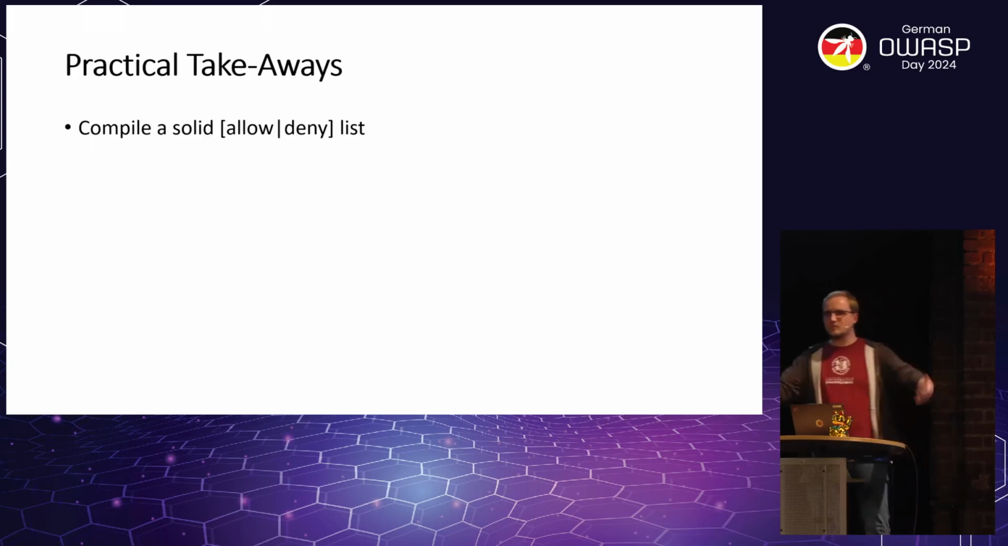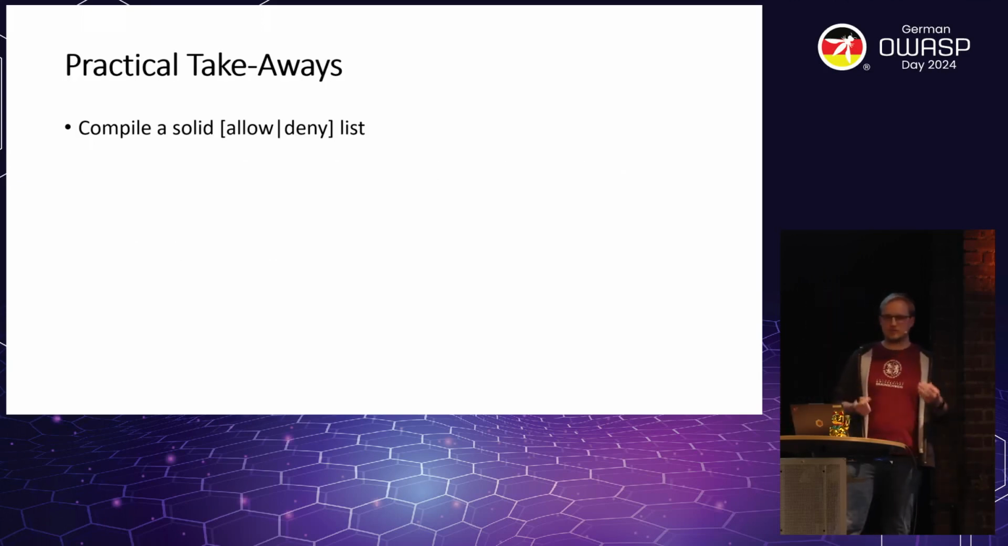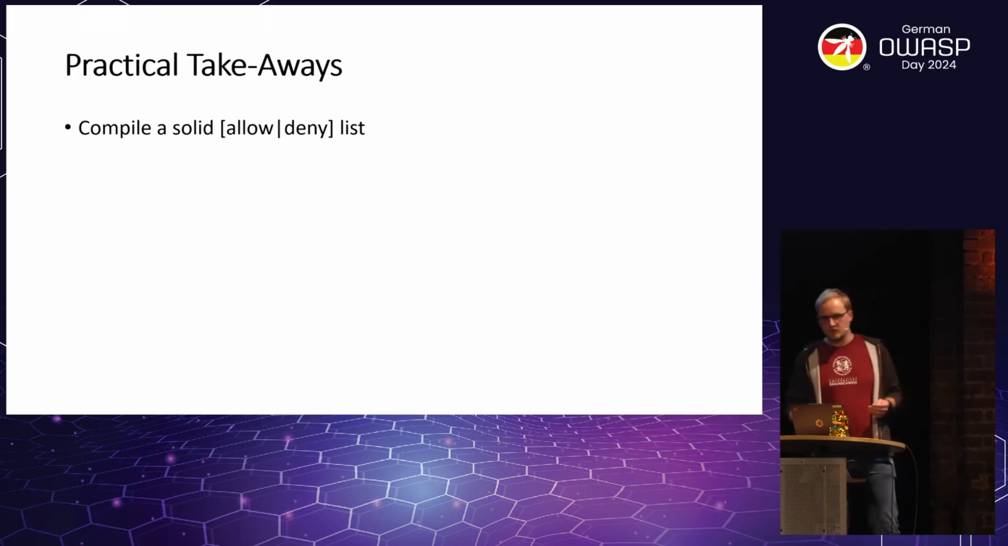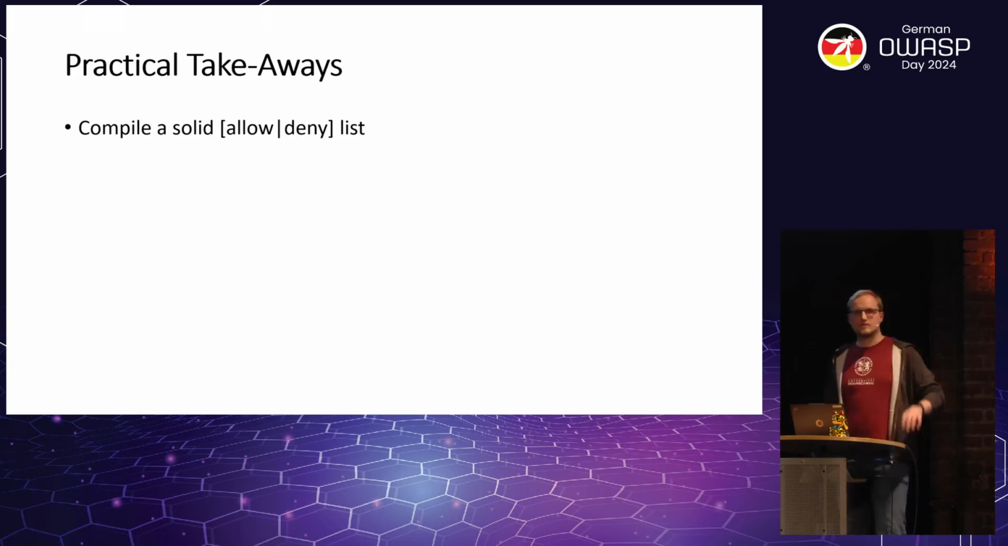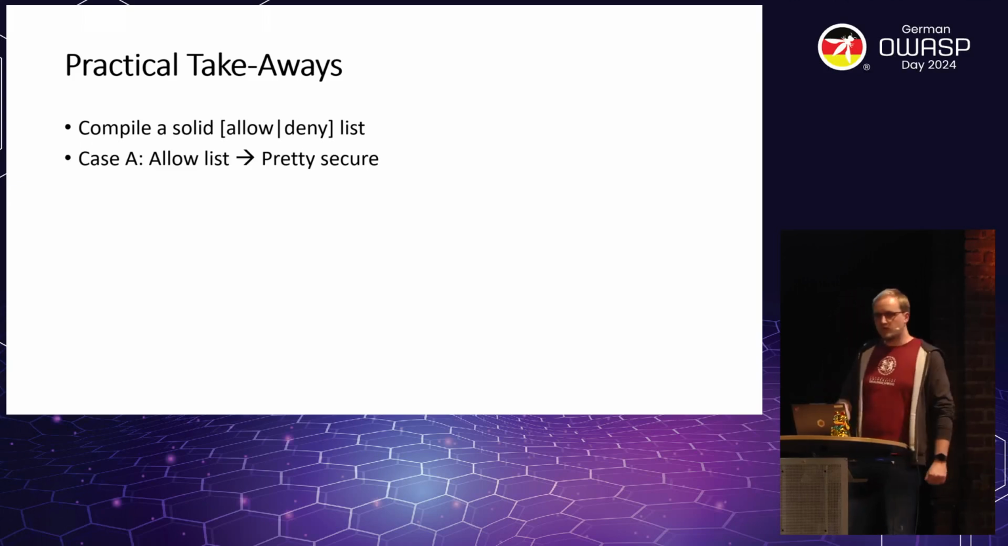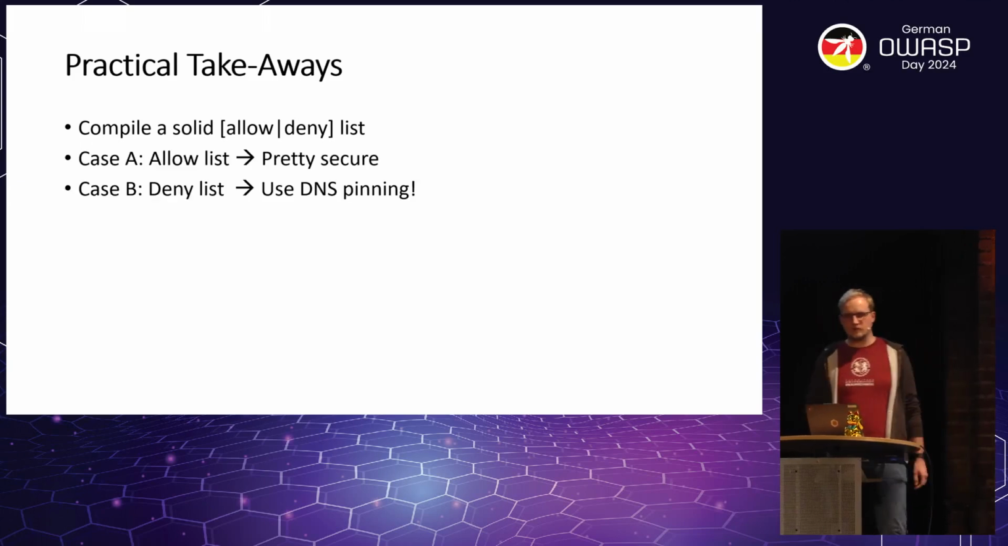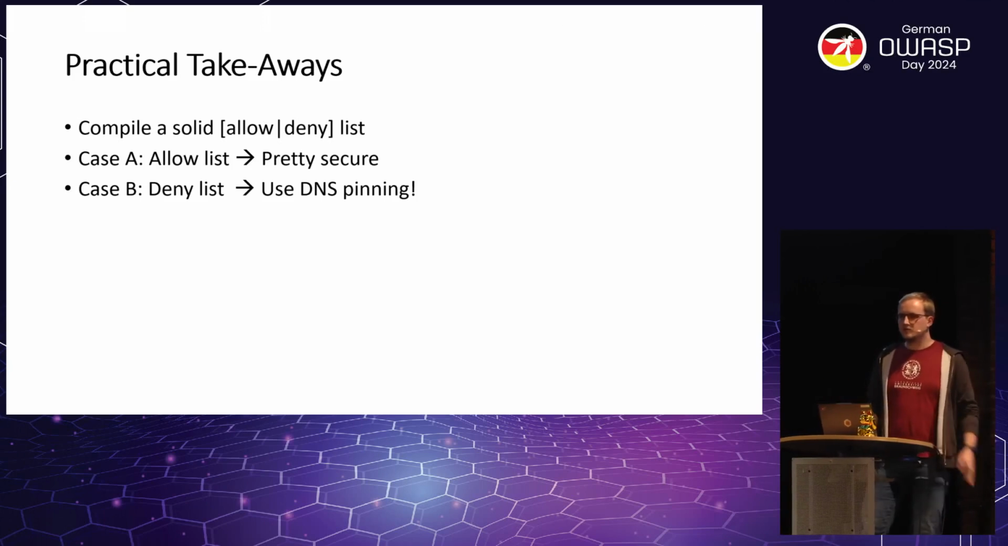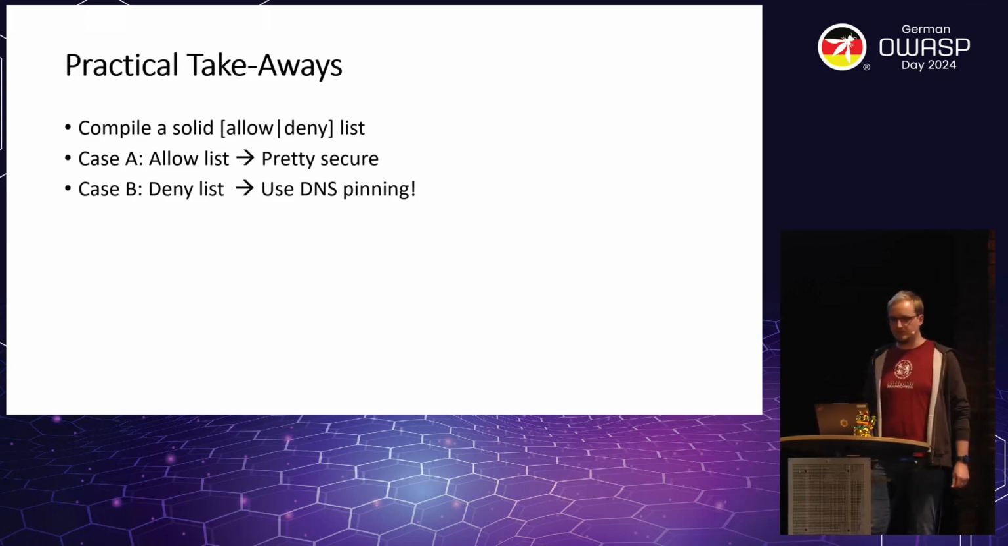To give you some practical takeaways, if you're ever in the situation where you have to implement a feature like this, you have to think of compiling a solid list. Either in the allow listing case, compile a solid list of trusted hosts, or a solid list of things you really don't want them to request, so probably everything on your local network, or maybe in the cloud. If you're in the allow listing case, you're pretty secure. And if you're in the deny listing case, you have to think of all the stuff we just talked about. So you have to use DNS or IP pinning.